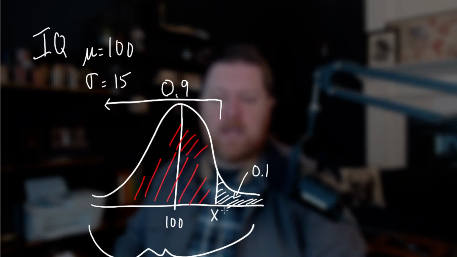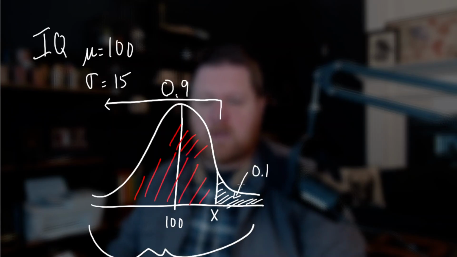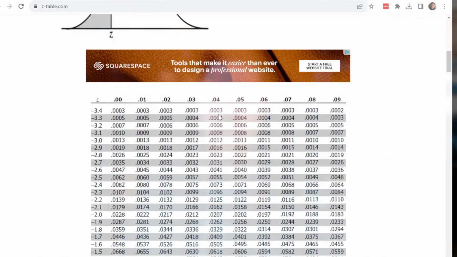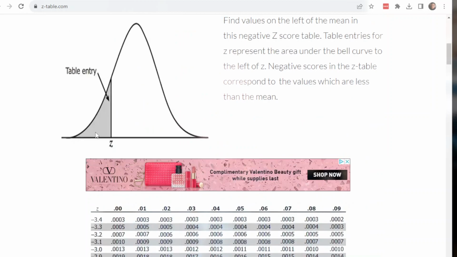Well, we're going to go look at our z-table. So let's come up here and look at our z-table. Now we're going to do this a little differently than what we've done in the past, because at this point, what we have is the area, and we need to find the z. That's backwards from the way we usually use this table. We usually look up a z-score and find the area. But in this case, we need to look up an area and find the z-score.